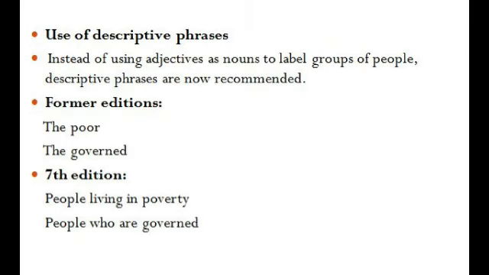Use of descriptive phrases. The APA 7th edition introduced changes in the use of adjectives. Instead of using adjectives as nouns to label groups of people, you now use descriptive phrases in describing people. Now look at examples. Instead of saying "the poor," you say "people living in poverty." Instead of saying "the governed," you say "people who are governed."